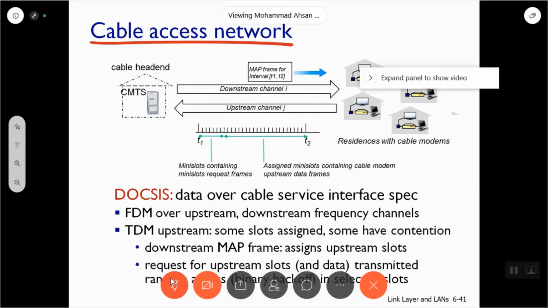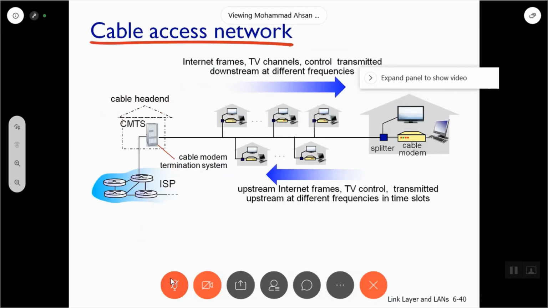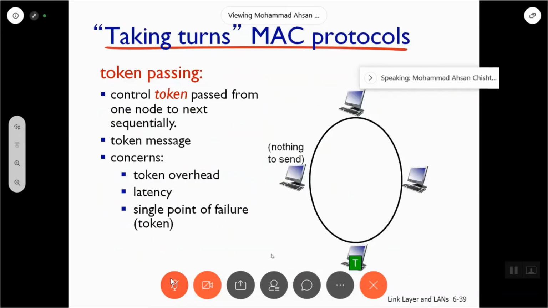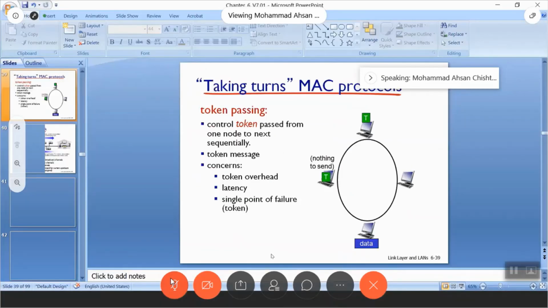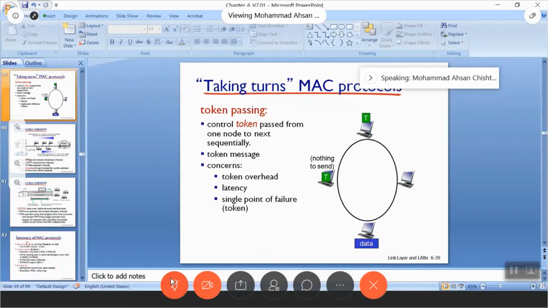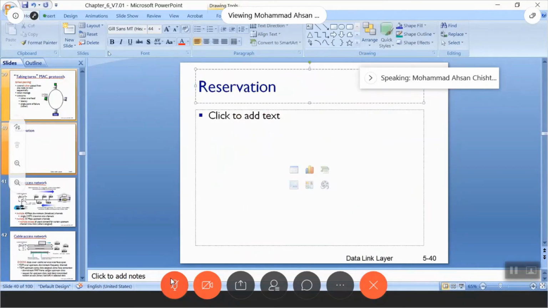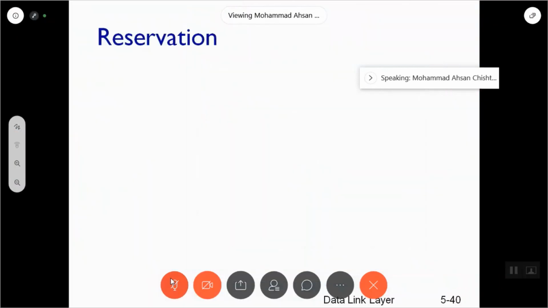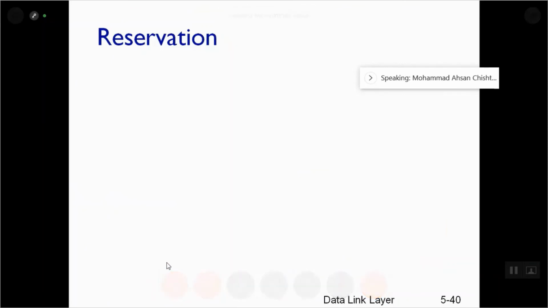It doesn't mention a third one here, so I have to put in the third slide. After the taking turns, I had mentioned the third one, that is the reservation protocol. Let's discuss the third and the last one. The reservation protocol is a type of taking turns protocol, which is a subcategory of random access protocols.